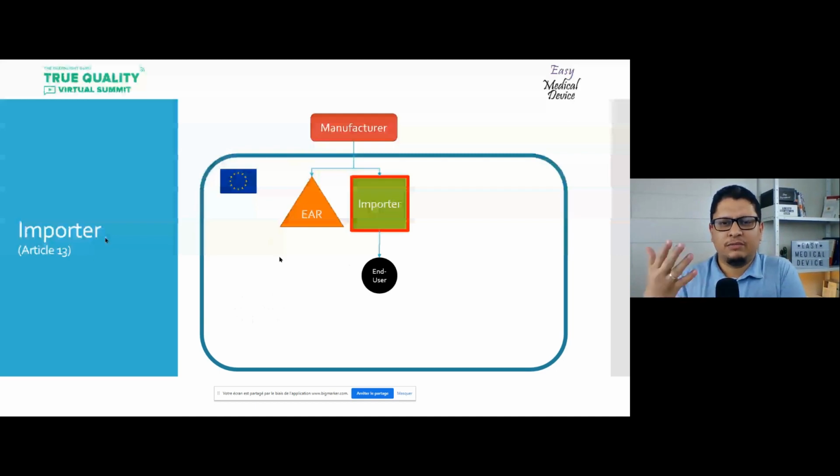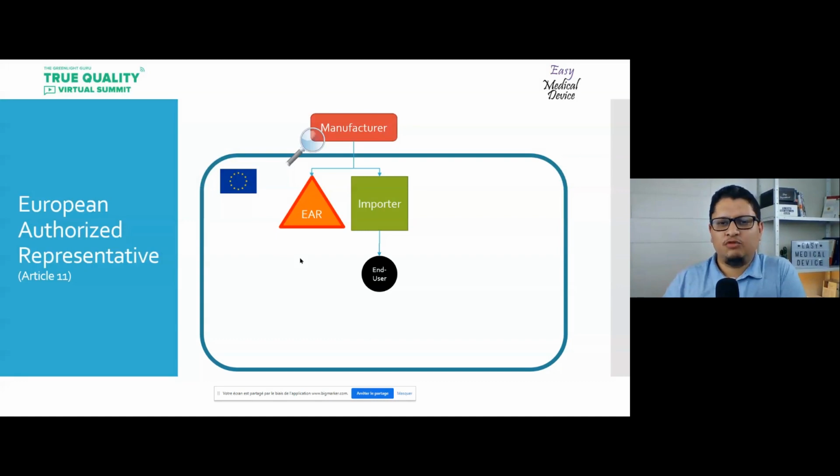So it's a kind of written document saying, yes, I appoint this person or this company as my authorized representative in Europe. And this authorized representative will check first that all what the manufacturer is doing is correct or not.